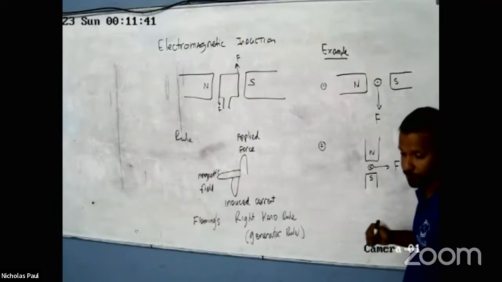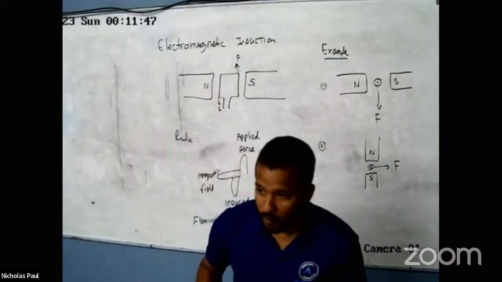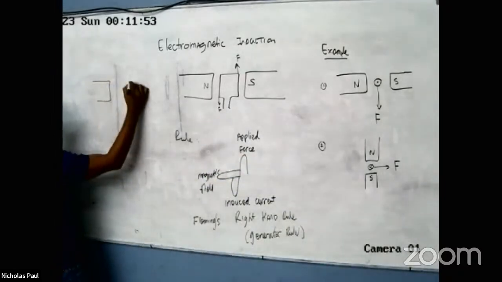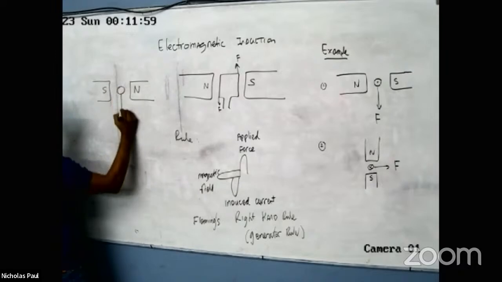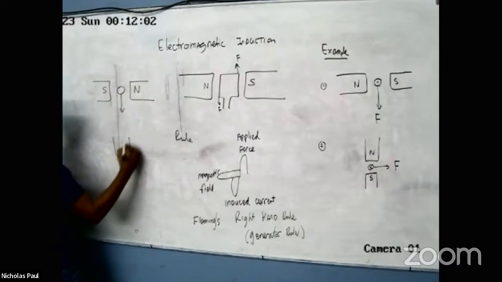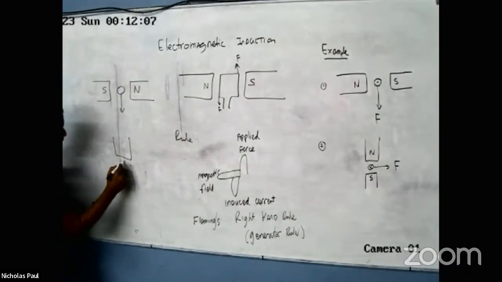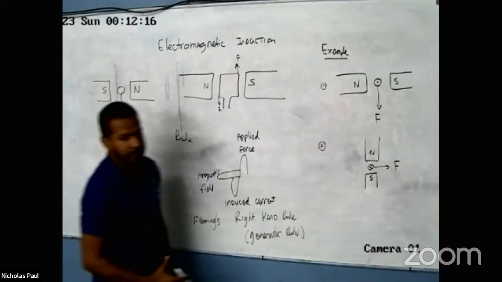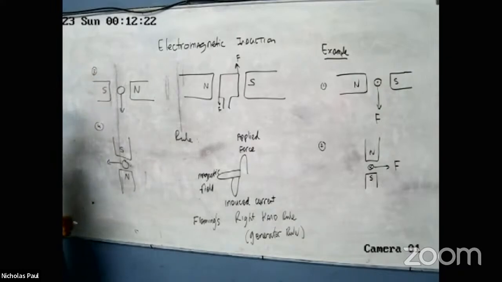Next one is yours. Two more and that's it, and then we take a look at the next topic. I want you to look at the generator for homework and how to explain it. Two more. I'm done with this part right now. Number three is Elena. Number four is Salim.